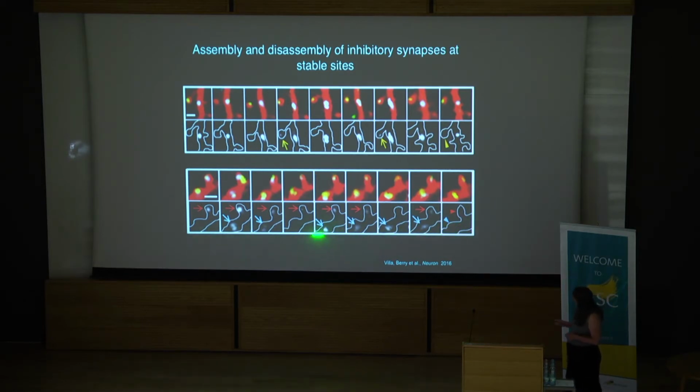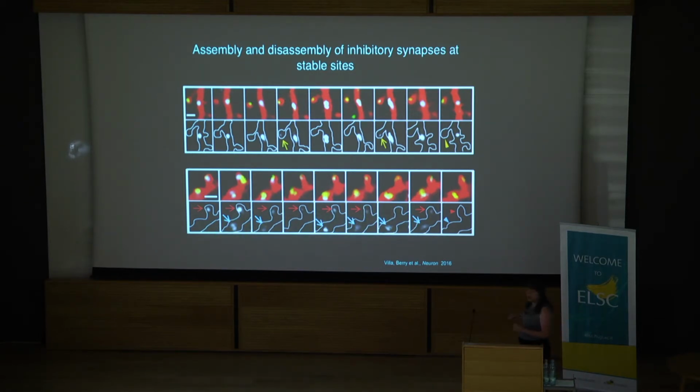So this is an interesting example because it shows that each of these inhibitory synapses is dynamic, but even though they're so close to each other, they're independent. They don't show exactly the same behavior on each day.